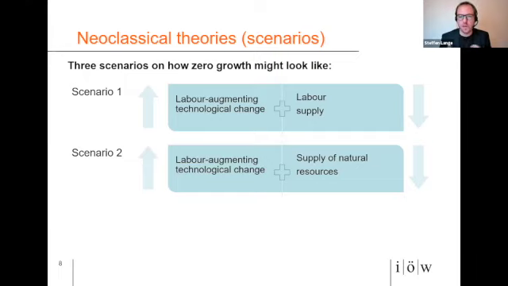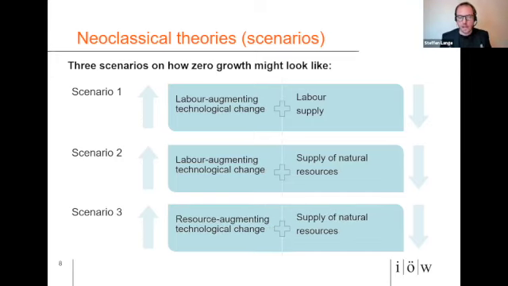And here, those two can balance each other out. So you can reduce the supply of natural resources or the supply of energy and counterbalance that by technological change. And the third one, that connects to our debate before, I think, that I find interesting is in particular directed technological change, where under certain conditions, in particular under higher prices of natural resources, you get a different type of technological change that is resource augmenting rather than labor augmenting, and that can balance out the supply of natural resources. However, all of these groups under these conditions lead to zero growth.